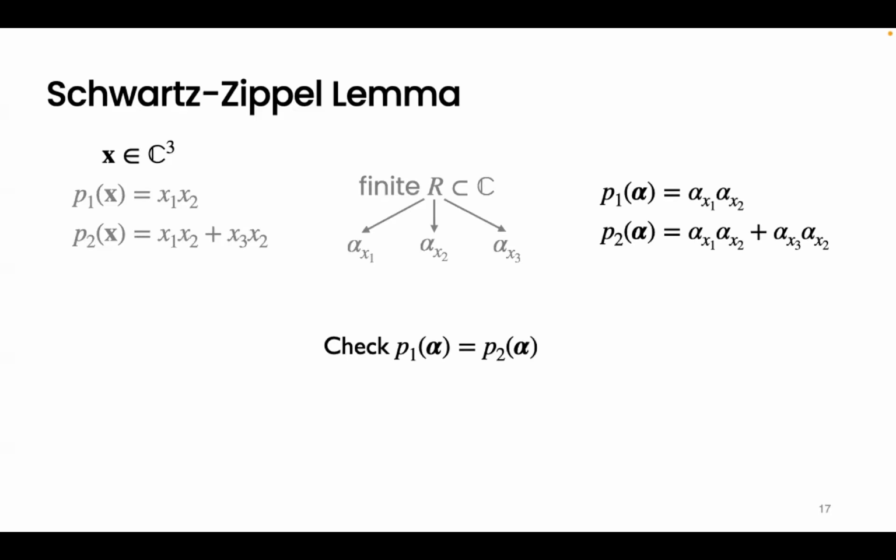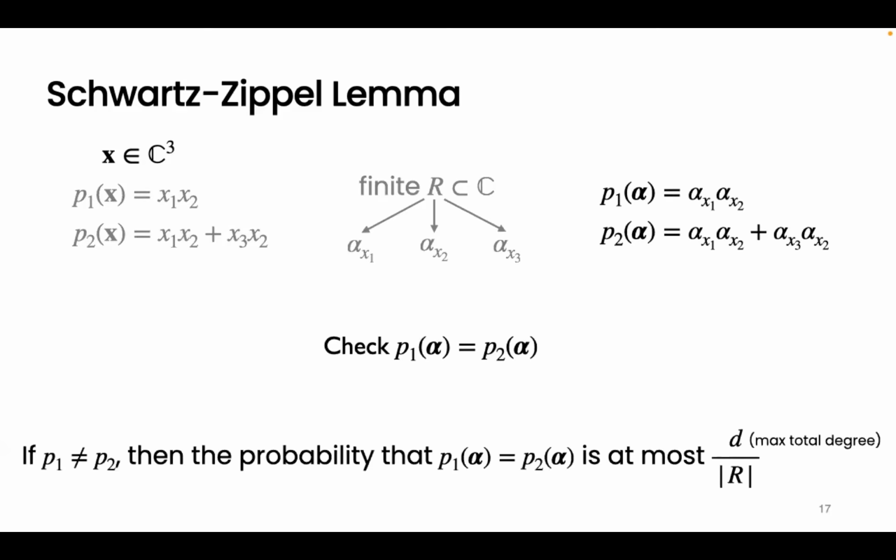So what happens if they do evaluate to the same value? The failure case is if they were not equivalent, and the probability that this happens is at most d over the size of the domain that you sample from, where d can be very small and the size of r can be very large. In practice, this gives you a nice way of checking if two polynomials are equivalent efficiently and with high probability answers.